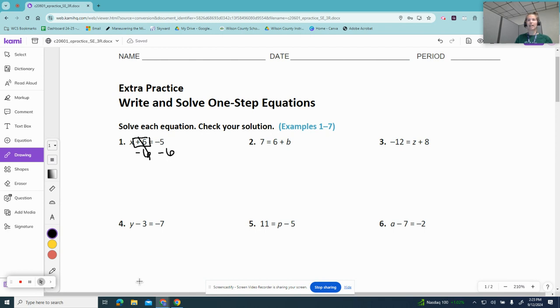And that's going to give us x plus 0, which is x. Okay, equals, and then -5 minus 6 gives us -11. Okay, so x equals -11.